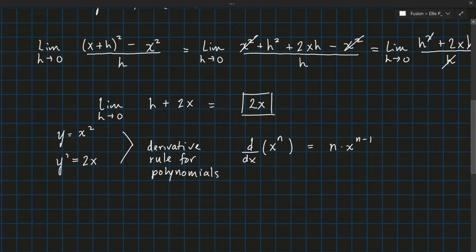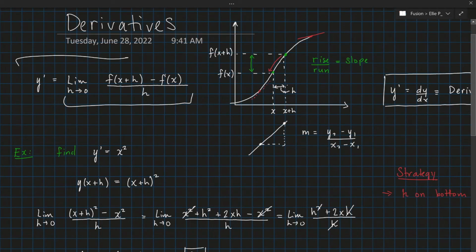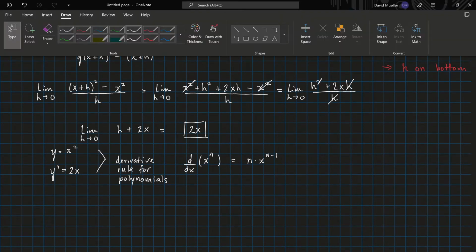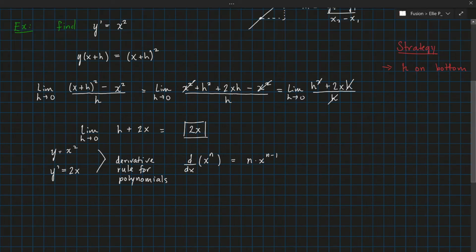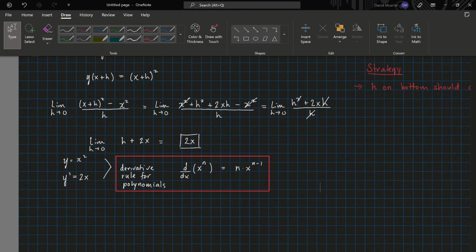So whenever you get into calculus, you won't be using this formula. You'll be using derivative rules like this one. But this is a good way to start out with derivatives because it shows you where they come from and where these rules come from. So let's do another.